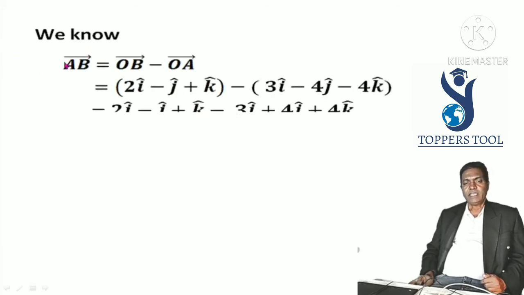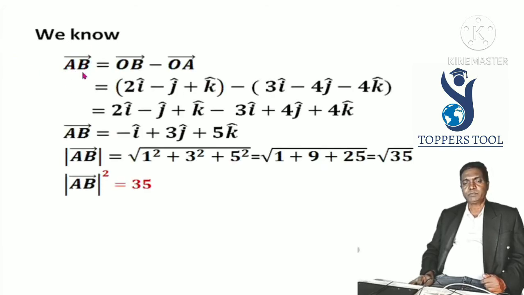So any vector AB, how you write AB in terms of position vector, as I explained in the previous classes. Vector AB can be written in terms of position vectors as OB minus OA, and OB is given as this and OA is given as this. So open the bracket: minus 3i minus into minus plus 4j minus into minus plus 4k. Now add the similar components. 2i cap minus 3i cap is minus i cap, minus j cap plus 4j cap is 3j cap, and k cap plus 4k cap is 5k cap.